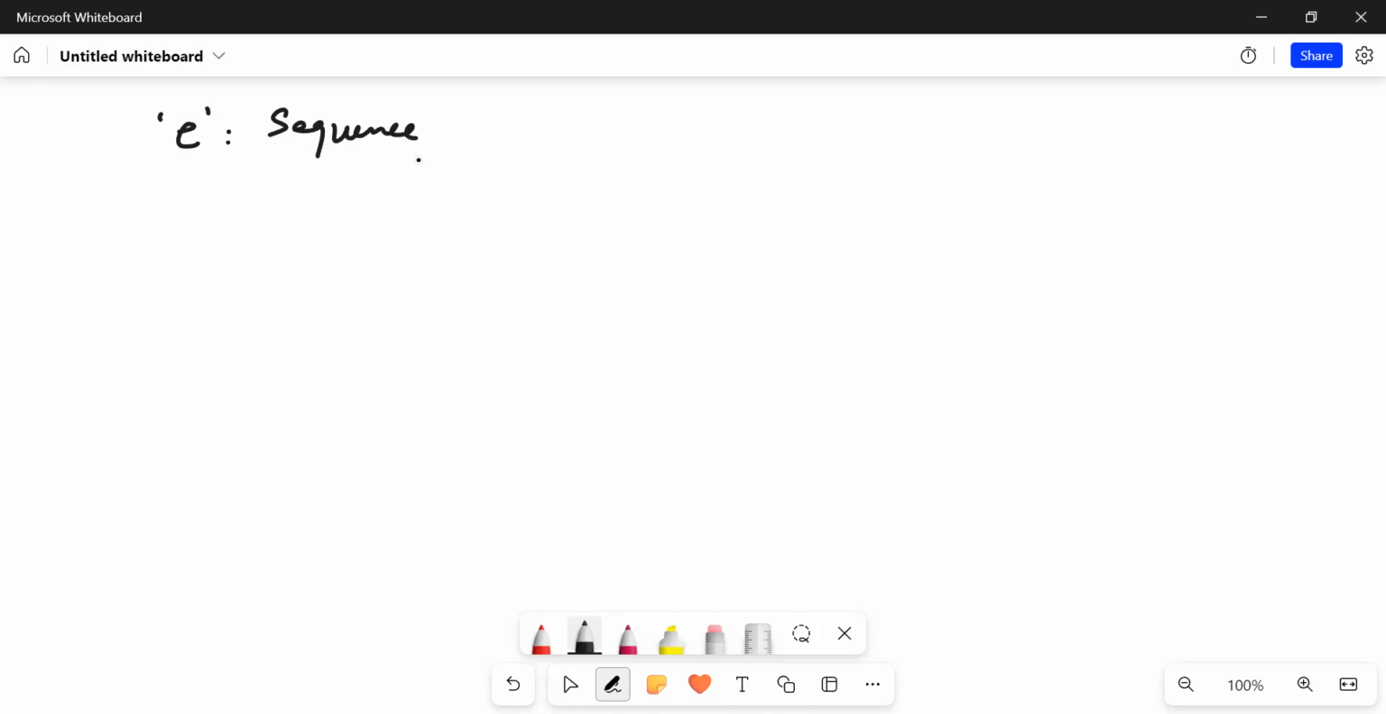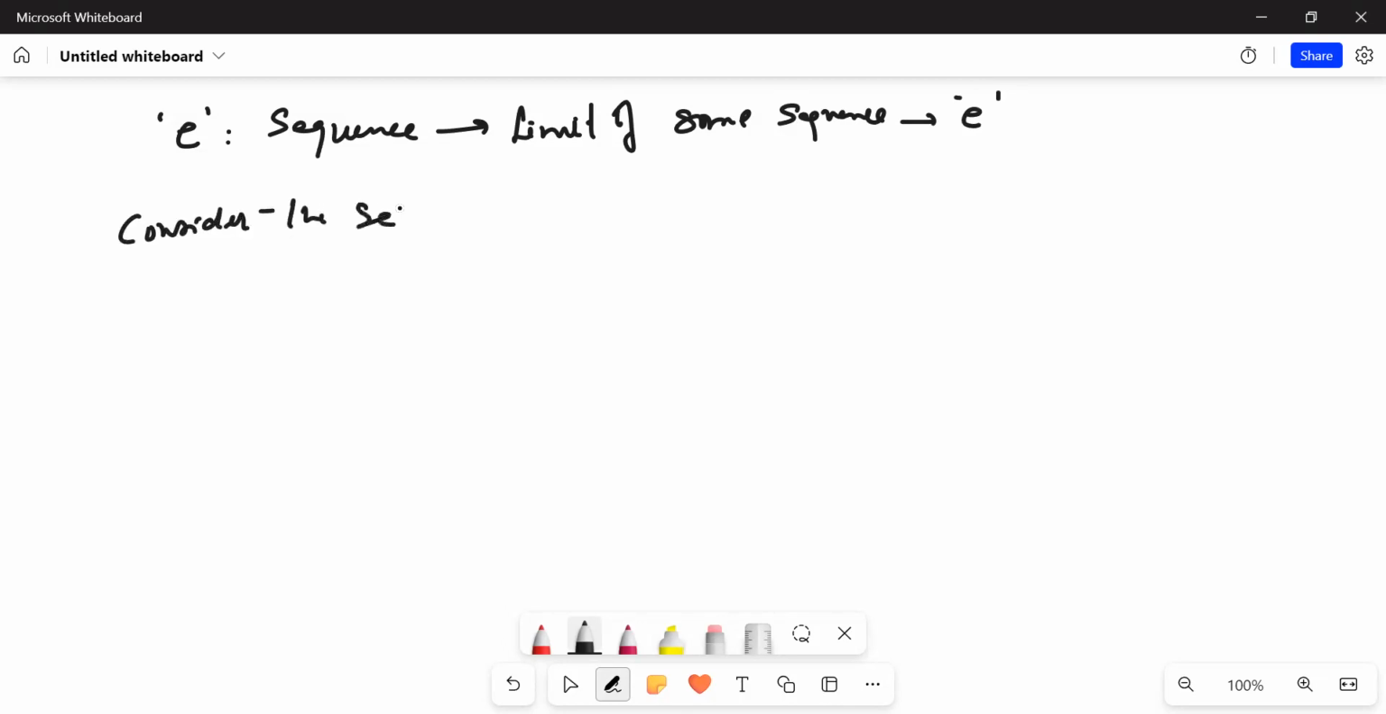sequences whose limits generate important constants like E. So just consider this sequence. Just consider this sequence xn.